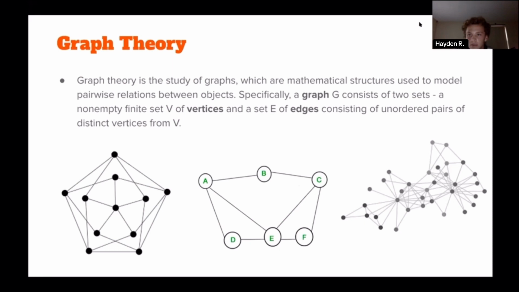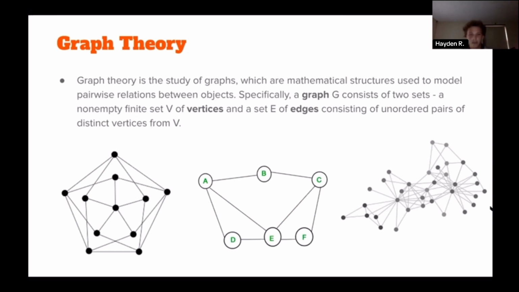The study of graphs, which are mathematical structures used to model pairwise relations between objects. Specifically, a graph G consists of two sets, a non-empty finite set V of vertices and a set E of edges consisting of unordered pairs of distinct vertices from V.